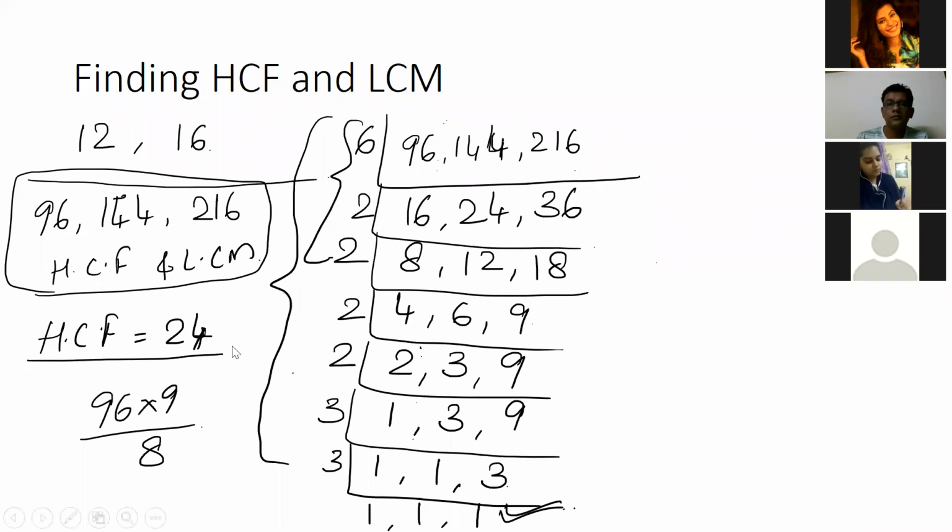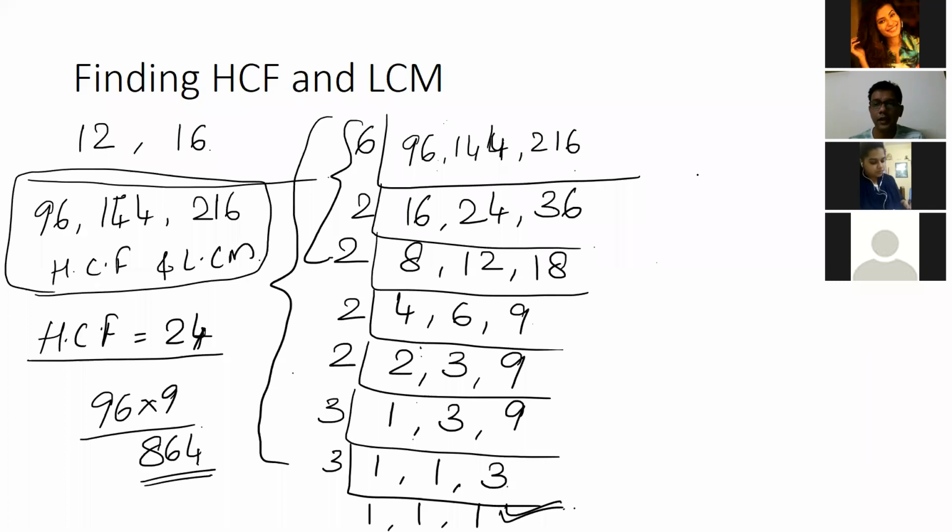Can you type in? If you speak that, I will not know. So you have to type in. Okay. So 864. Right. So that's my LCM, right? So 864 becomes my LCM.